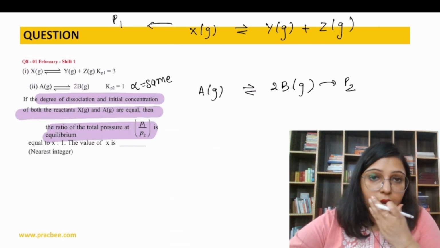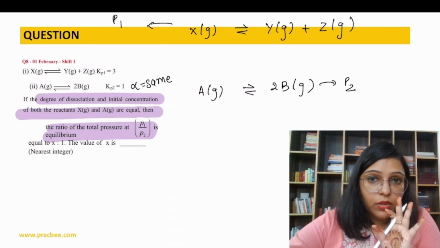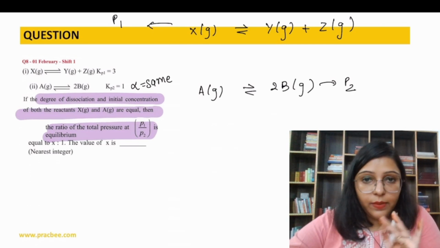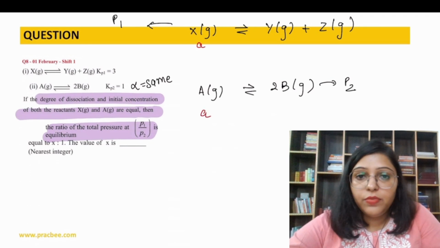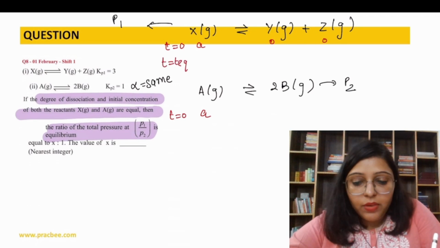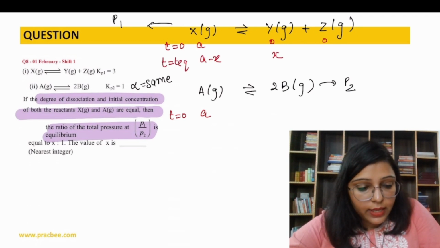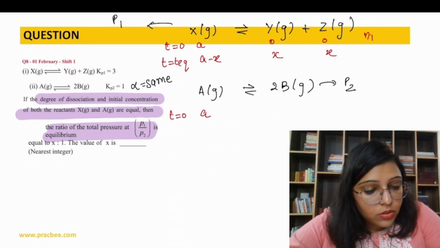So I am going to write everything with respect to pressure. Degree of dissociation is same. Suppose we have a moles of this, and similarly a moles of this. At the start, the products are 0, 0, at t equal to 0, and this is also t equal to 0. At equilibrium we can write a minus x. This is x. This is x. Now total moles a minus x plus x, that is equal to a plus x.